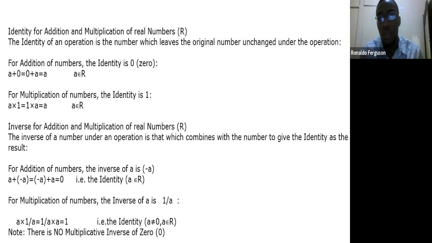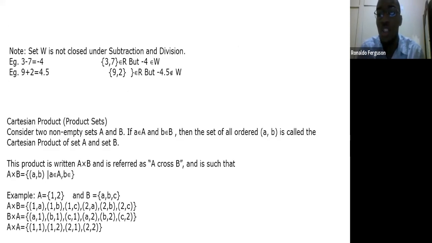The next thing I want to talk about is closure. What is closure? Now a set is said to be closed. Now listen carefully. A set is said to be closed whenever we carry out an operation on a number system and the result is also within that number system. So for example, 3 minus 7 is negative 4, and 3 and 7 are real numbers, and negative 4 is a whole number, and so the operation is closed. All right, the operation is closed because 3 and 4, even though it's a real number, it's also a whole number, and so it's closed under whole numbers.